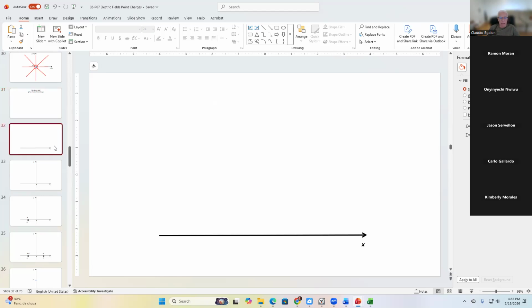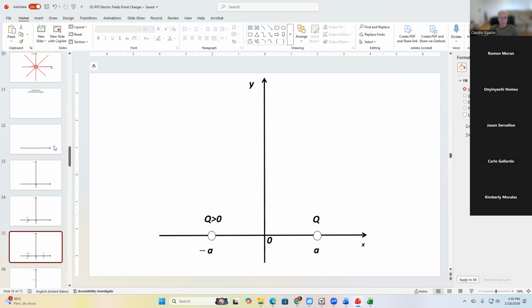So we start with an x-axis, we add the y-axis here, and then I'm going to put one charge here to the left of the origin, and another charge on the other side. Both charges are positive. They are equidistant from the origin of the axes.